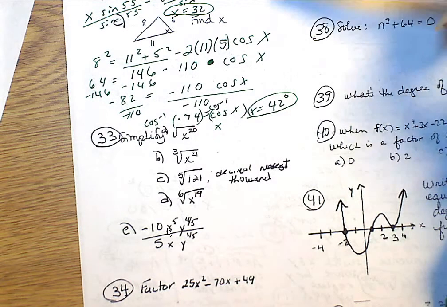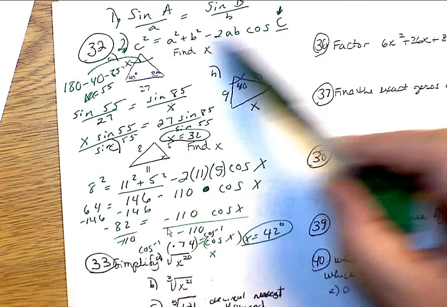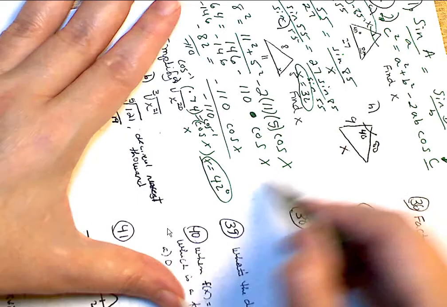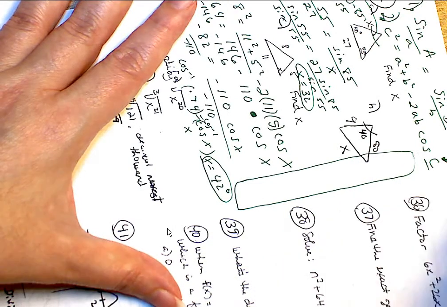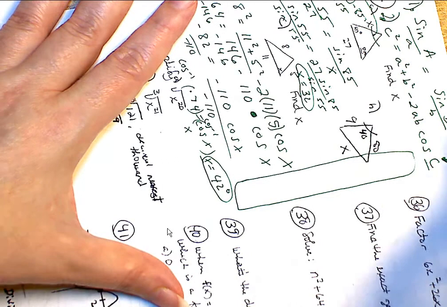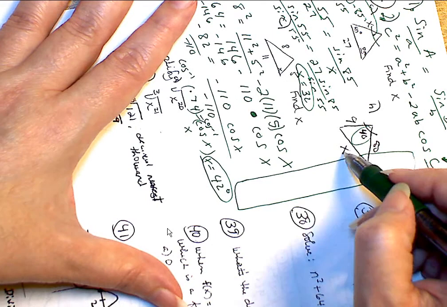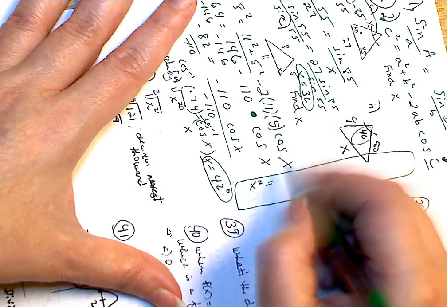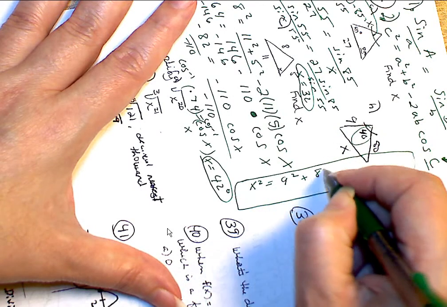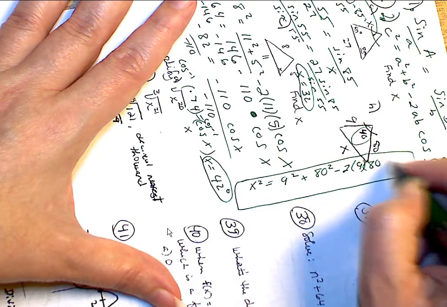B, because on B we have just one of the angles, so we have to use the law of cosines. I'm actually going to turn my paper and do it right here. First of all, C is obviously 40, so little c is x. So x squared equals 9 squared plus 80 squared minus 2 times 9 times 80 cos of 40.